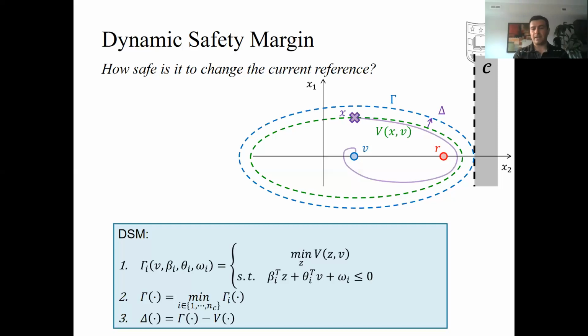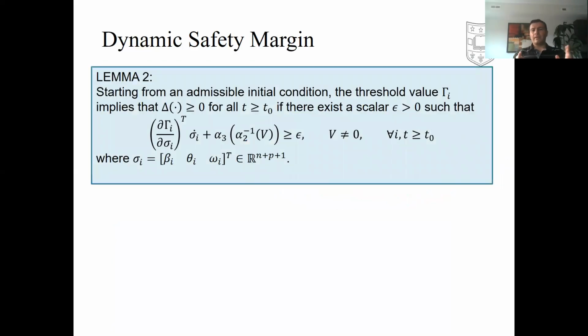Regarding the second step, we know that even though the gamma is safe, it might be conservative because we are considering the worst case scenario. By following the mentioned three-step procedure, we can determine the dynamic safety margin at time t.